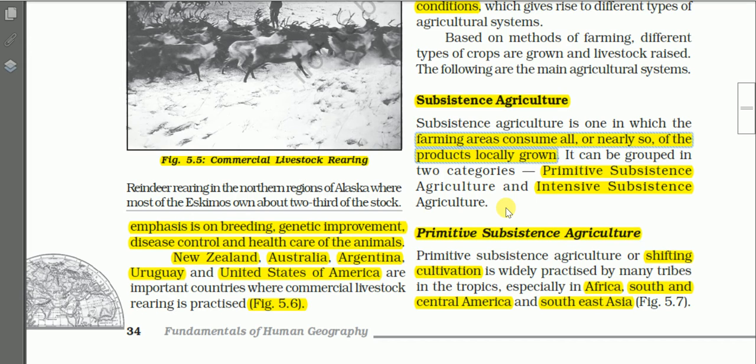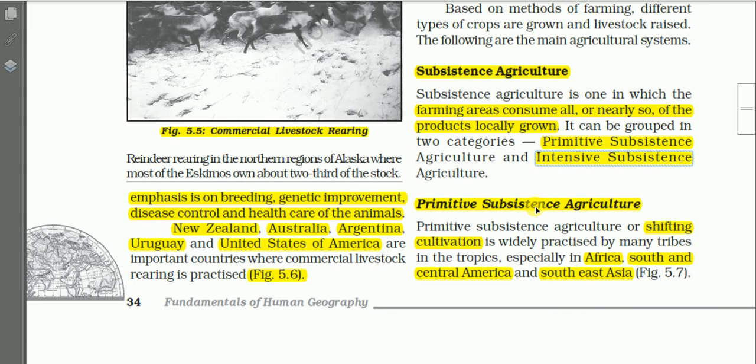the type of agriculture in which the farming areas, that means the farmers, consume all or nearly so of the products locally grown. So little surplus is there in the case of subsistence agriculture. Crops are grown mainly for consumption of the farmers and their families. Subsistence agriculture can be grouped into two categories: primitive subsistence agriculture and intensive subsistence agriculture.